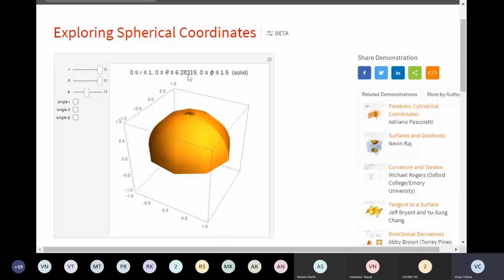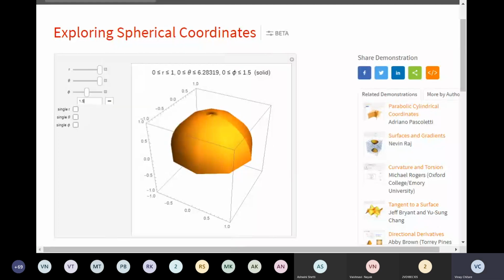Now I'll change this phi. I'm sorry, 1.5 is correct. I should change this now.